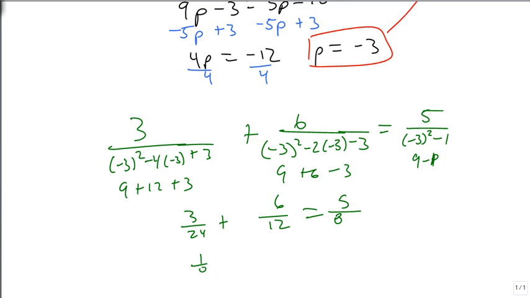3 over 24 is 1 over 8. 6 over 12 is 1 over 2. Or better yet, 4 over 8. And sure enough, that equals 5 over 8. And so we have, in fact, found our answer.